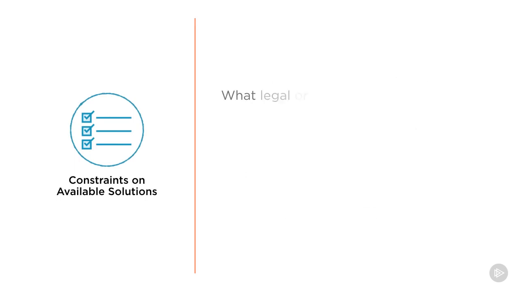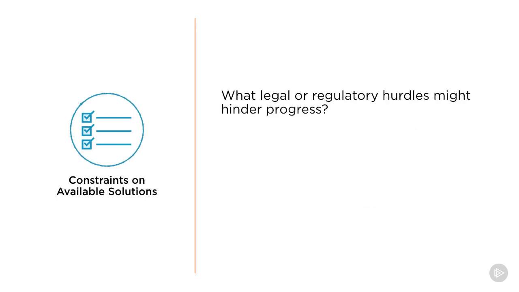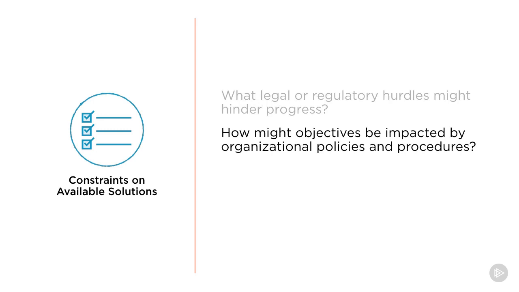Next are constraints on our available solutions. First, we should look a little more closely at those legal and regulatory hurdles in particular. And we should look at how objectives can be impacted by organizational policies and procedures. If they're not impacted directly by some sort of external force, such as regulatory restrictions, perhaps our own organization has policies and procedures in place that would either help or hinder our ability to complete this objective successfully.